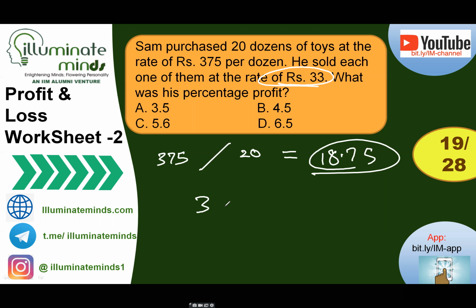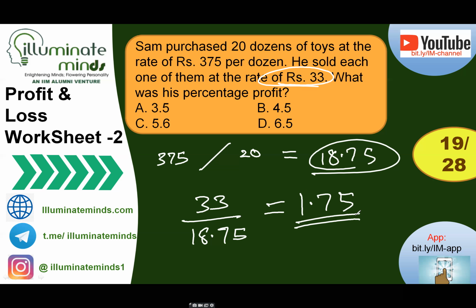20 dozens for rupees 375, right? So the cost of each dozen is equal to 33. I hope I'm reading it correctly. So 33 divided by 18.75, but I am afraid that none of these answers are correct, or there is a printing mistake. 33 divided by 18.75 will give me 1.76. So the correct answer is 75%. There's some printing mistake in the options.